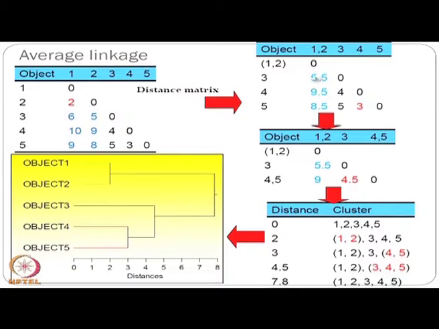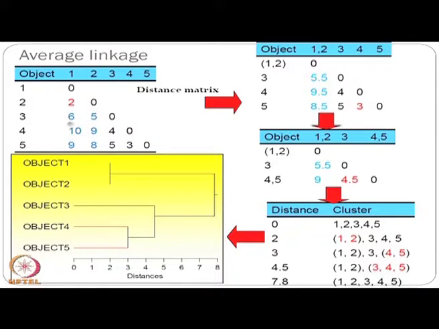Now, in this matrix how is 5.5 obtained? We are using average linkage. We want the average distance between the members of the two clusters that you are going to join. So, here I want to see the distance between cluster 1 and 2 and cluster 3. Now, you find out the distance between 1 and 3 and between 2 and 3. 1 and 3 is 6 and 2 and 3 is 5.